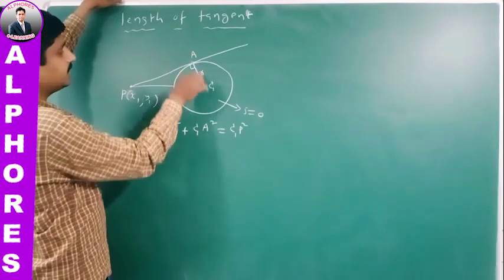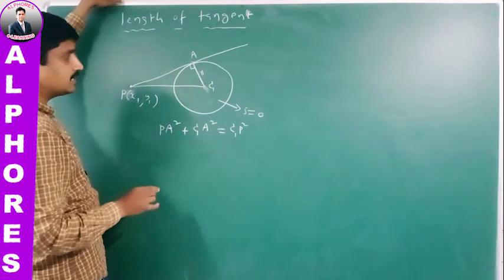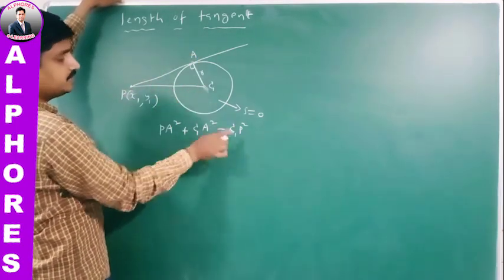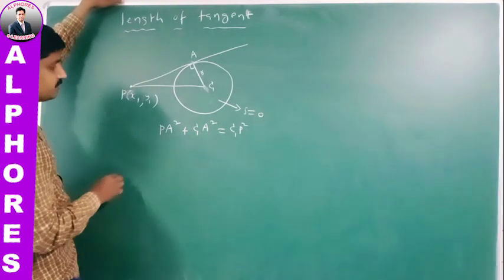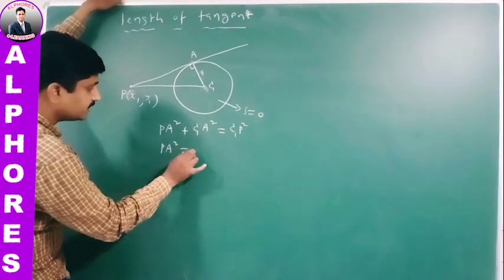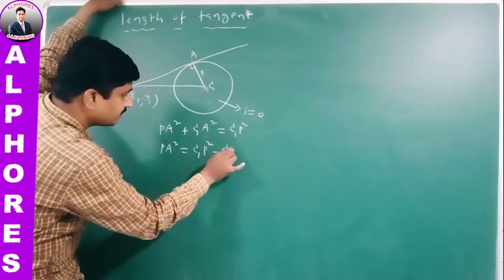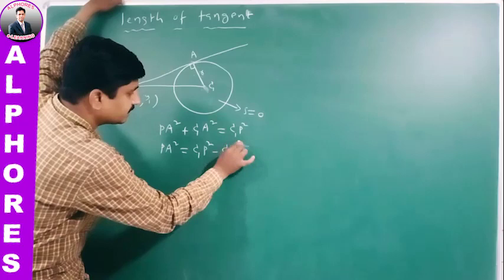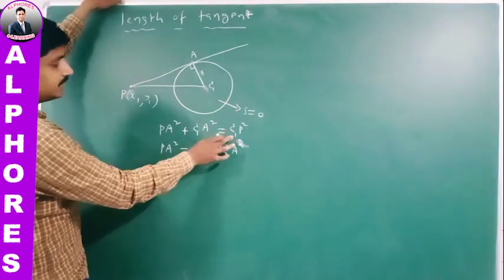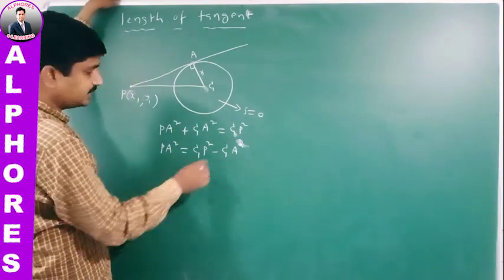Here this is a right angle triangle. These two are perpendicular, and this is the hypotenuse. According to the Pythagoras property, PA square plus CA square equals CP square. You have to find PA square. Here PA square equals CP square minus CA square.